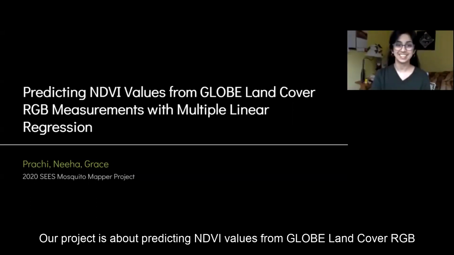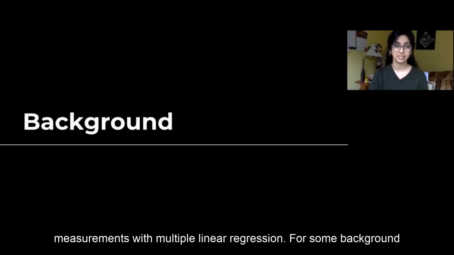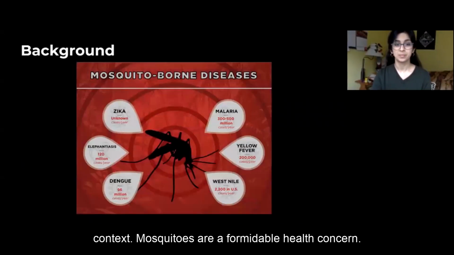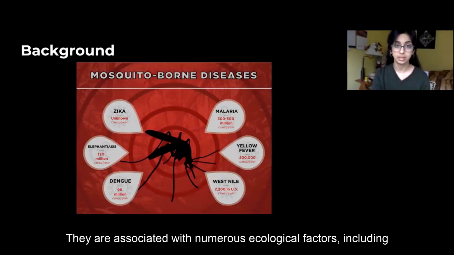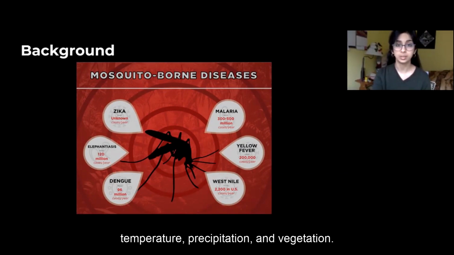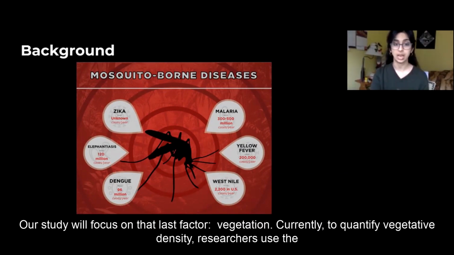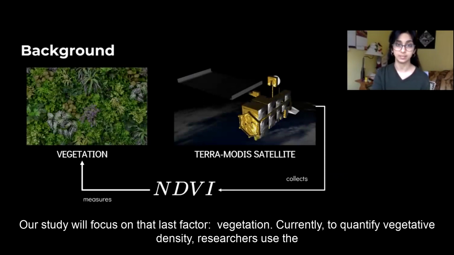Hey guys! Our project is about predicting NDVI values from GLOBE land cover RGB measurements with multiple linear regression. So for some background context, mosquitoes are a formidable health concern. They are associated with numerous ecological factors, including temperature, precipitation, and vegetation. Our study will focus on that last factor, vegetation.